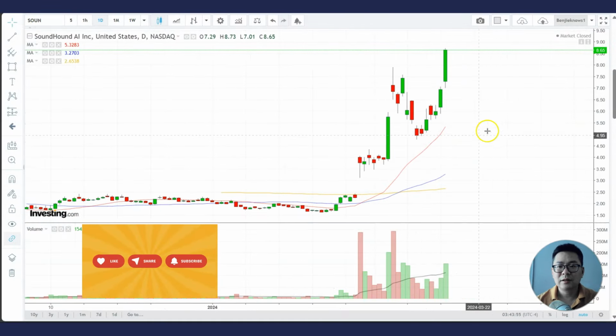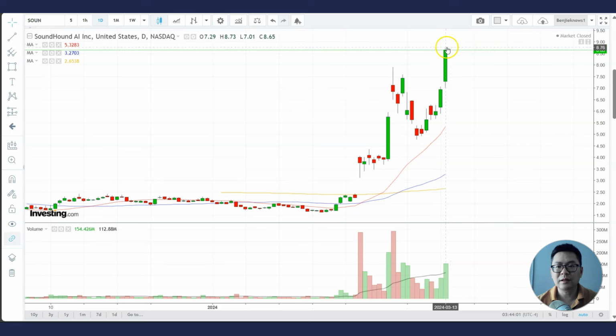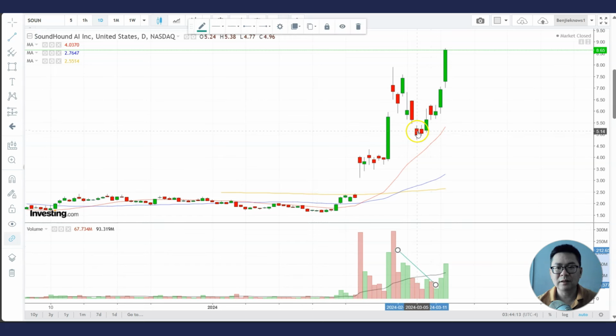chart of Soundhound. You can see after this tremendous green bar, it rose and declined, and then now it's going up. Yesterday it formed a very nice green bar. Now, one thing to note is that as it goes up, the volume was very high, but when it corrected, volume dried up. This told us that not many people were selling. In fact, buyers were still holding on to it.